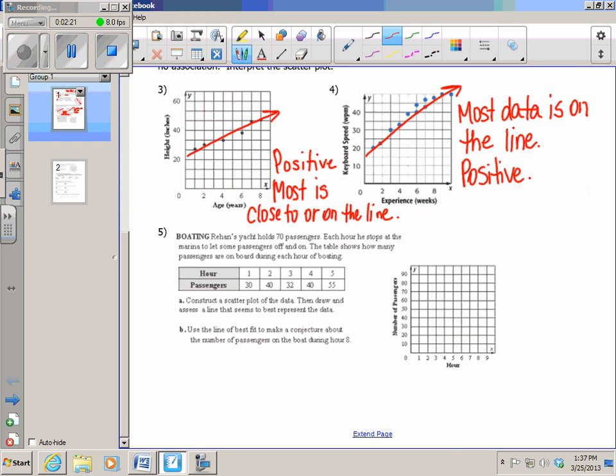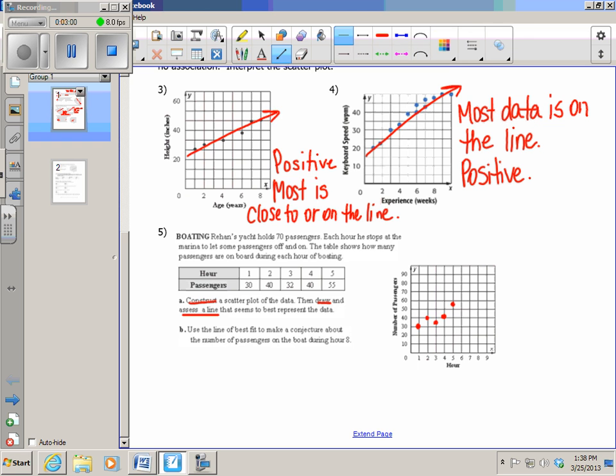Number 5 says, Rehan's yacht holds 70 passengers. Each hour he stops at the marina to let some passengers off and on. The table shows how many passengers are on board during each hour of boating. Construct a scatter plot of the data and then draw and assess a line that seems to best represent the data. So at 1, we're at 30. At 2, we're at 40. At 3, we're back down to 32. 4, we're back up to 40. And 5, we're at 55.